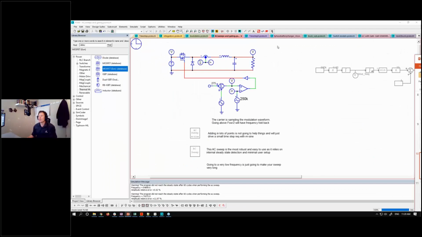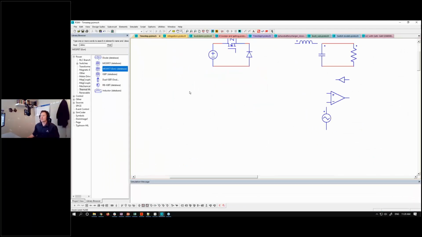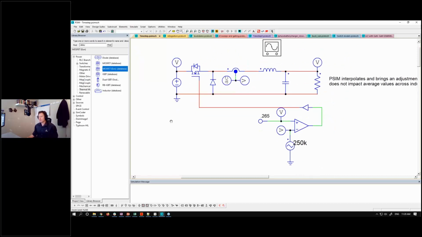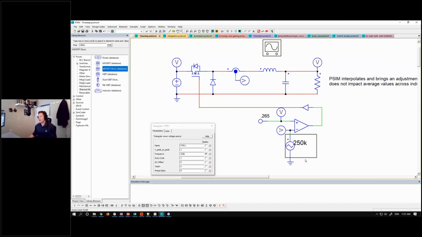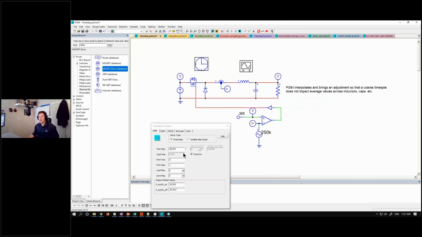So coming out over here, let me find my sim. Okay, we've got a converter here. This is just a simple buck converter. We've got a fixed duty cycle here, and we've got a frequency source, 250 kilohertz. Okay, the time step in this simulation is 200 nanoseconds.